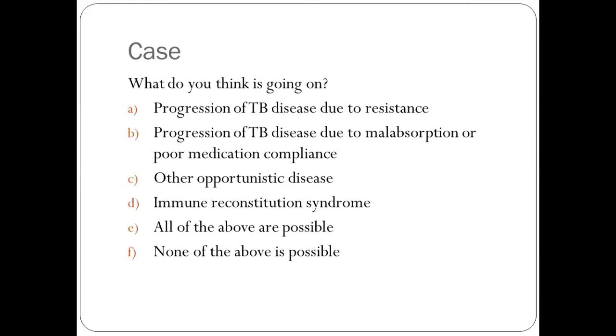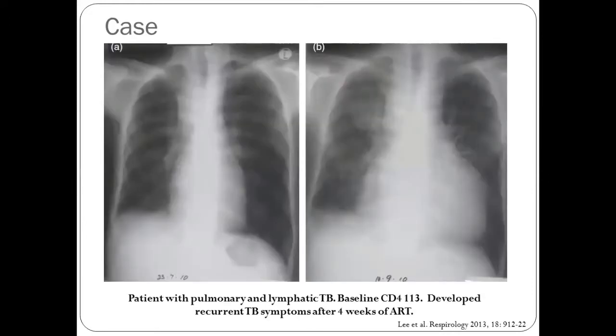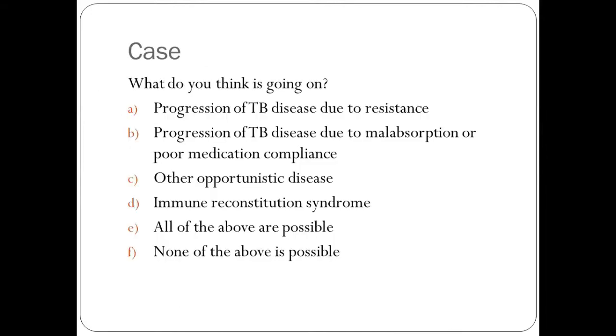My first guess would be D, but it could be all of them. Yes. And this is a case of immune reconstitution syndrome, but you're right, this could be all of them. Remember that immune reconstitution syndrome is a diagnosis of exclusion. So you really need to work this patient up and make sure that we're not dealing with either a resistant strain, or malabsorption, which is not uncommon, especially in HIV/AIDS patients.